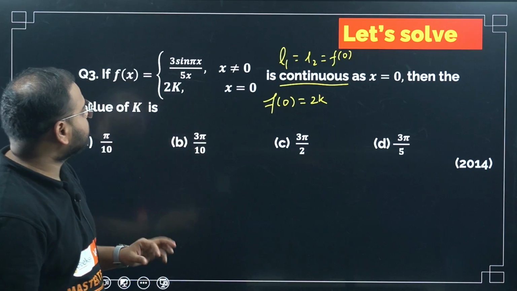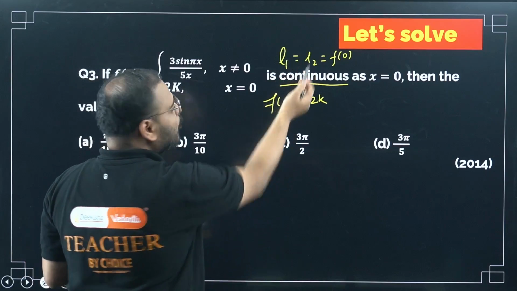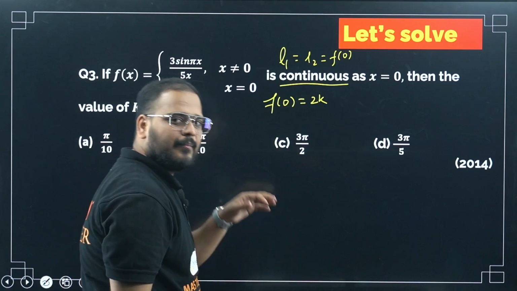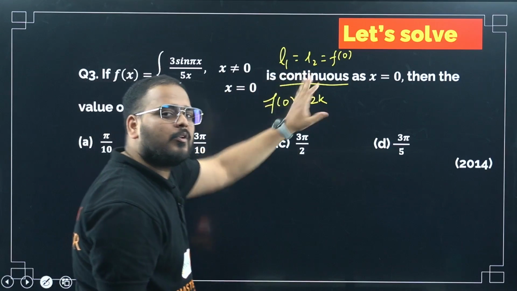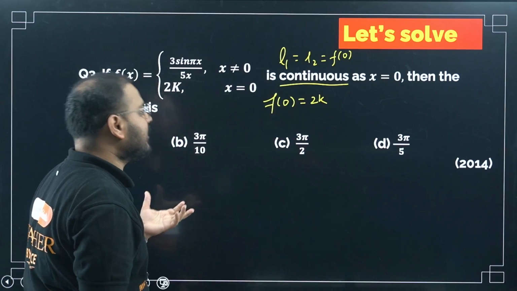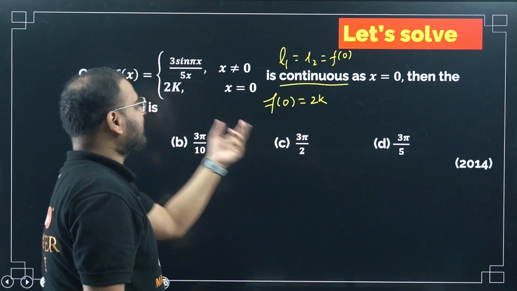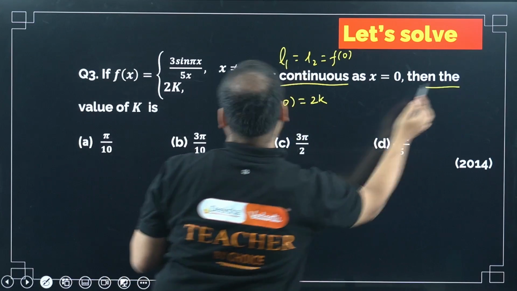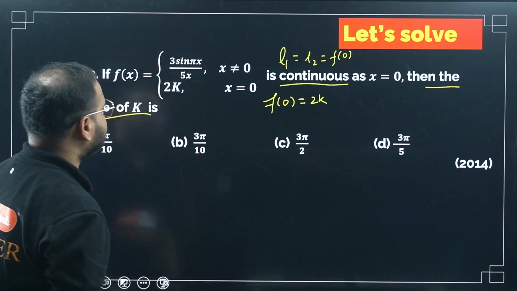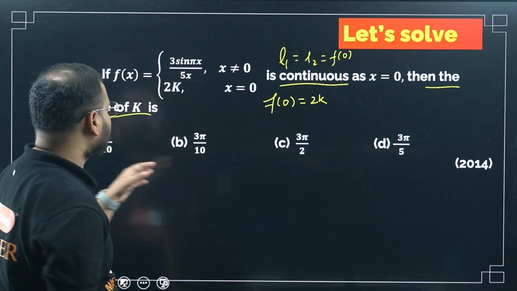Alright, moving on. So I don't have to find both L1 and L2. If I can find any one of them, they have already given it is continuous, it means L2 will also be equal to L1, right? So if I can find my left hand limit and put that value equal to 2k, I can find the value of k. Alright, let's check here. So let me find the L1 value.